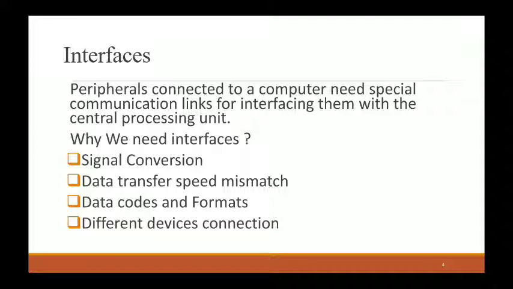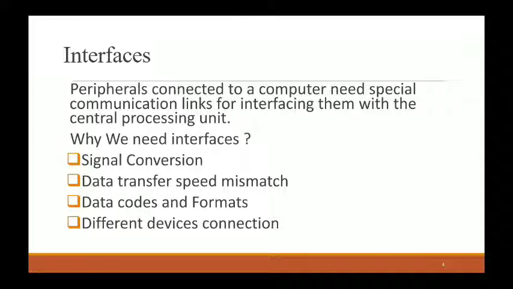Suppose we are having 8-bit instructions and we can process 1 million instructions. So the total data that can be processed by our CPU is 1 million into 8 bits. So we are having a huge speed mismatch. So somehow we have to bridge these gaps.